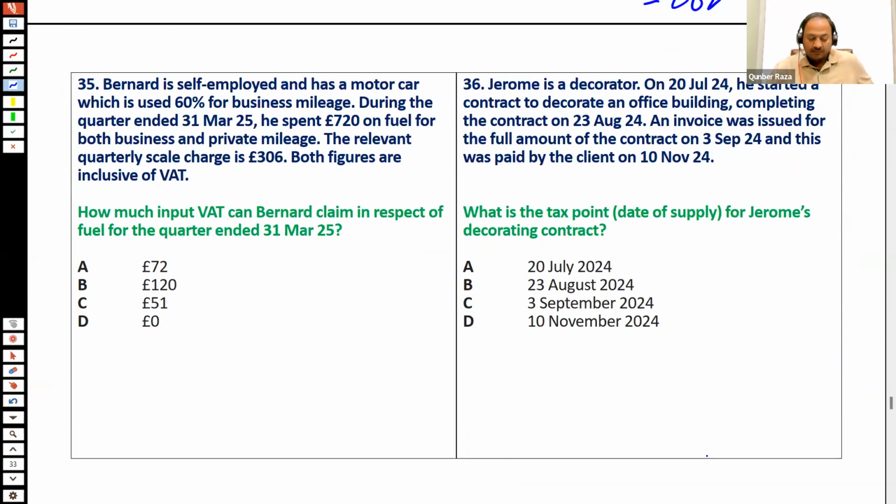Bernard is self-employed and has a motor car which is used 60% for business mileage. During the quarter ended 31st March 25, he spent 720 on fuel for both business and private mileage. The relevant quarterly scale charge is 306. Both figures are inclusive of VAT.